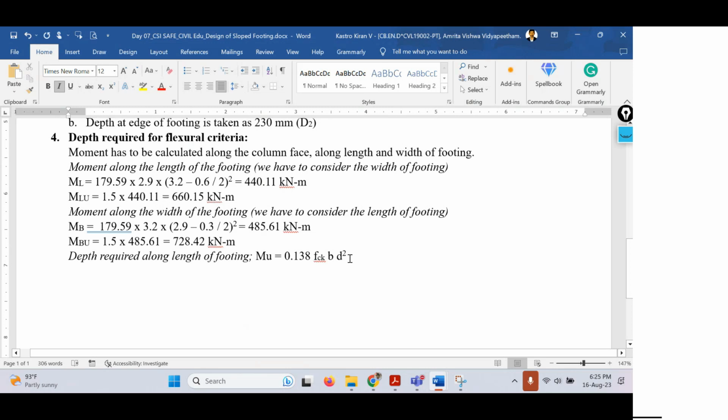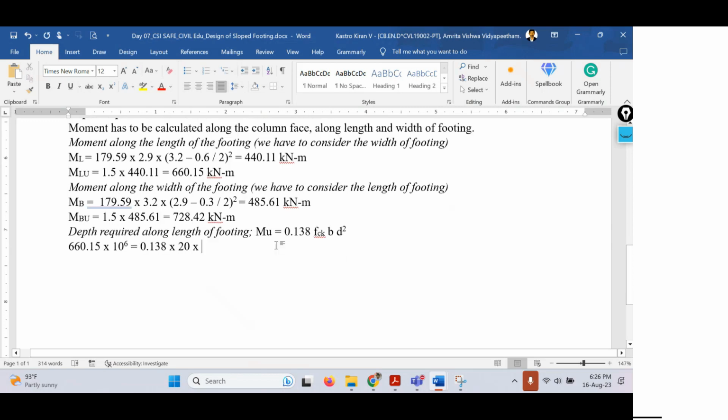Here, what is Mu? Mu is the moment value, the value of the moment along the length direction, which is 660.15. So 660.15 into 10 power 6 equals 0.138 times fck, the grade of concrete, which is given as 20, and the b value. This is something typical here. So how do we find the value of b?